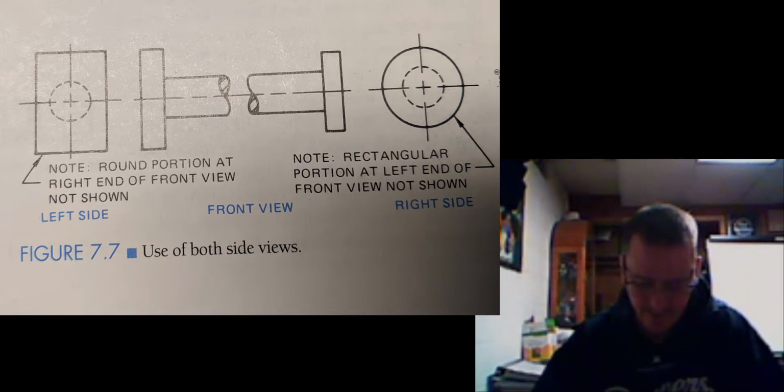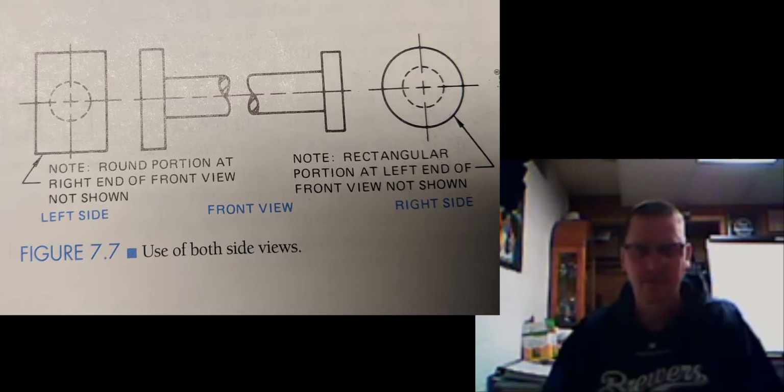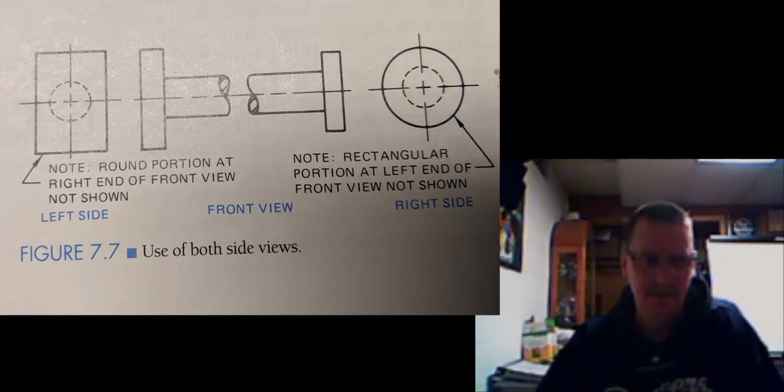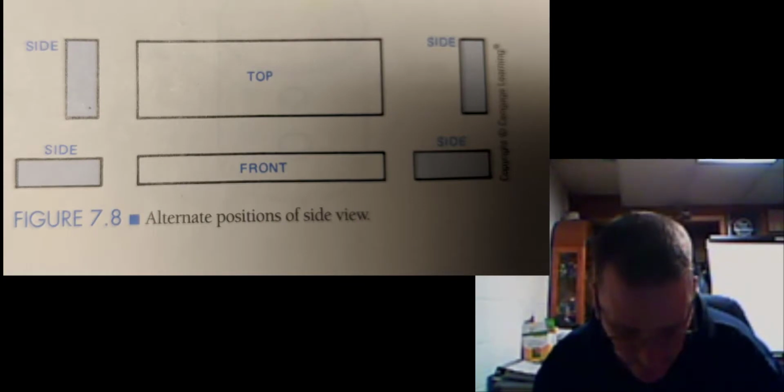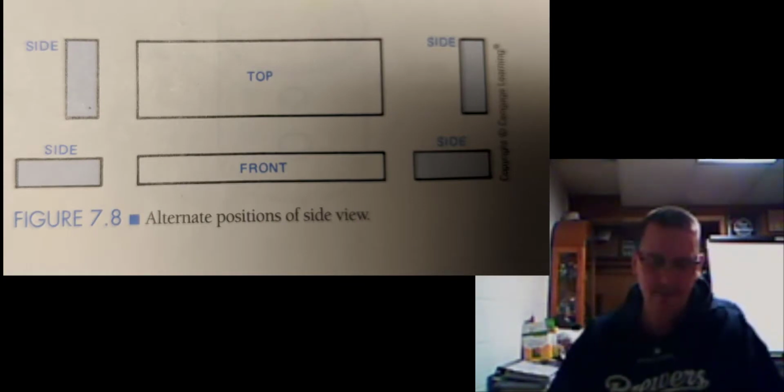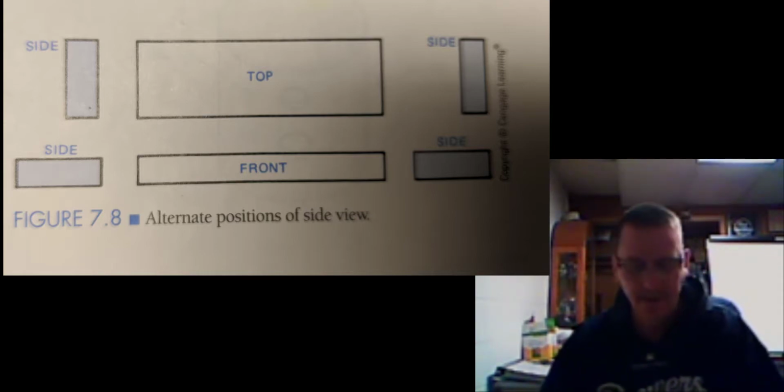Figure 7.7 illustrates the use of two side views in a front view. Note the detail that is eliminated from one side and is shown on the other side. This is just so everything becomes understandable instead of just being a complete mess. Turning to page 83, alternate positions of a side view. As stated in Unit 1, the side view is normally found adjacent to the front view. However, when this location is not possible due to limited space, the side view is placed next to and in line with the top view. As a result, the space needed to show the three views is reduced.